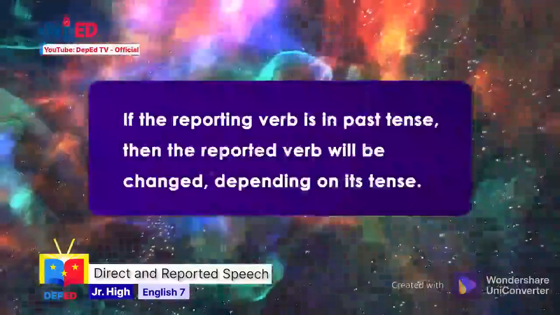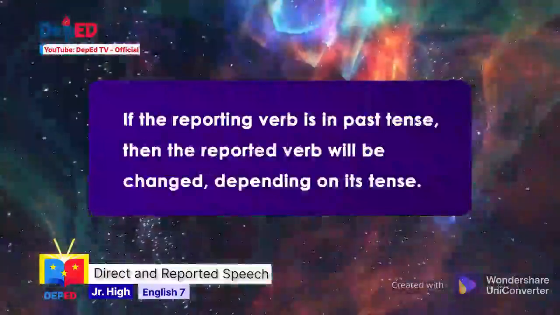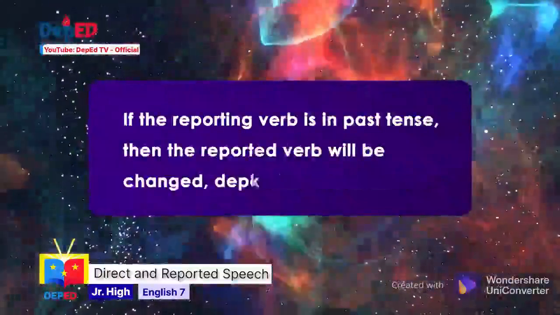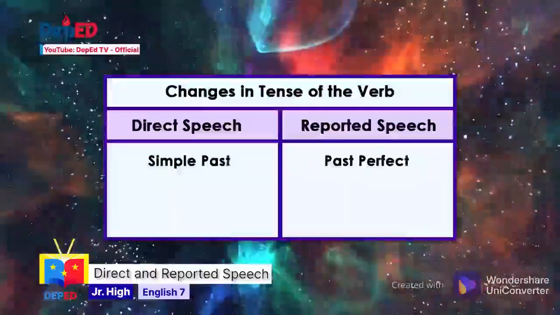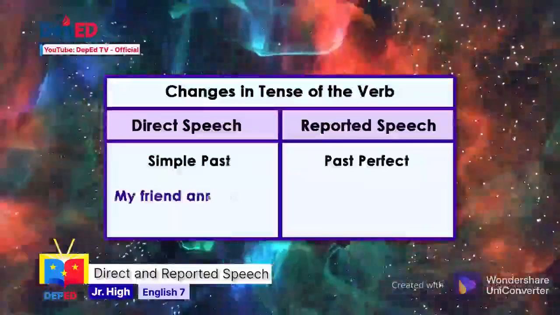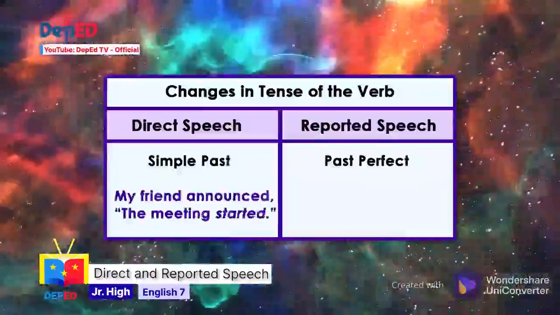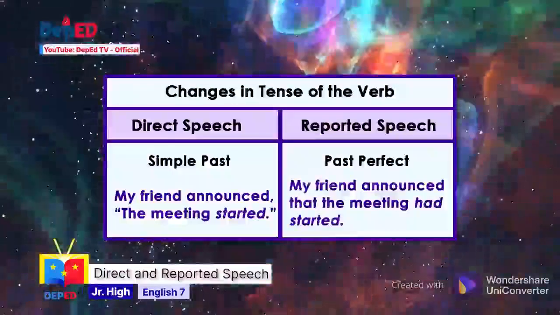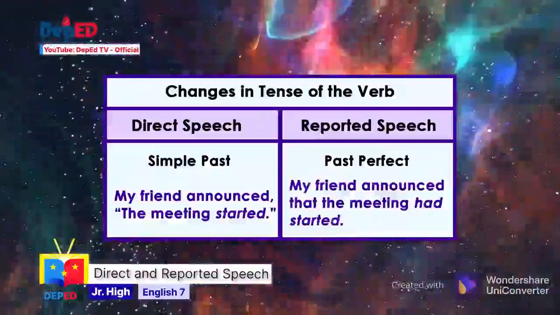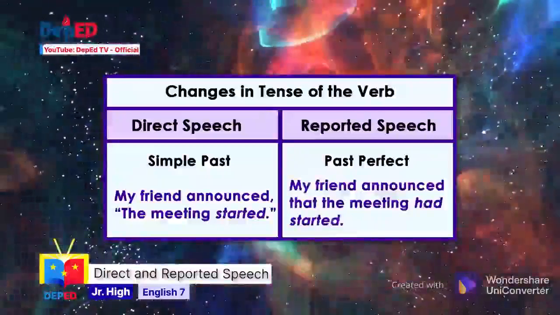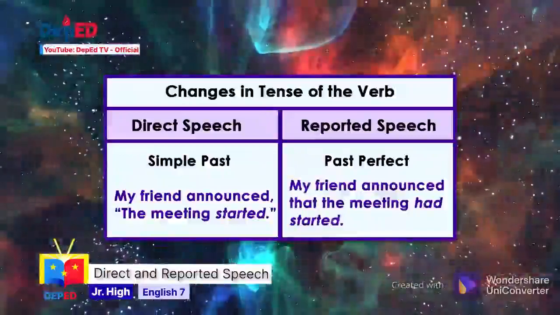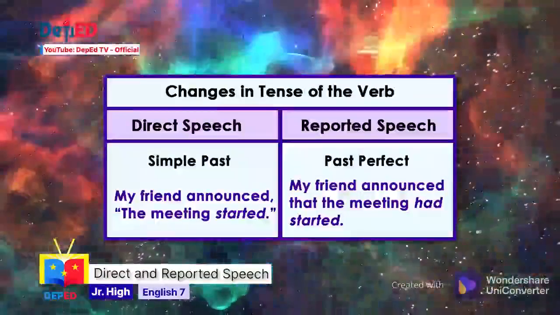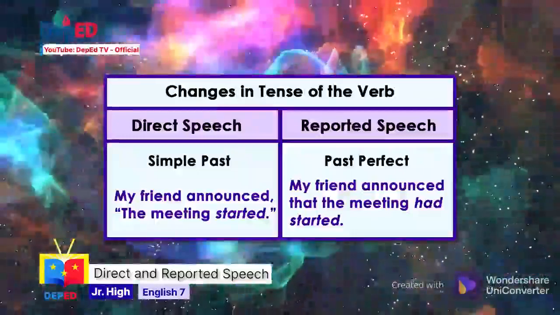If the reporting verb is in past tense, then the reported verb will be changed depending on its tense. Example, simple past: My friend announced, "The meeting started." Past perfect: My friend announced that the meeting had started. In direct speech, the verb started is in its simple past tense. In reported speech, the verb becomes had started, which is in its past perfect tense.